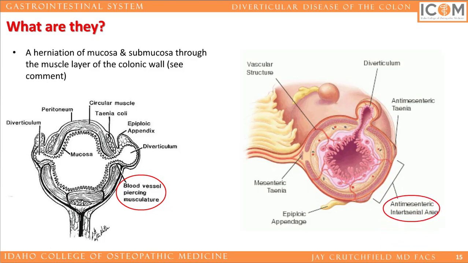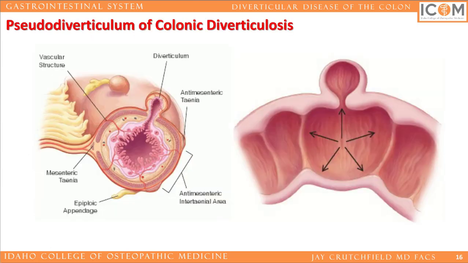At the sites of most diverticuli, the muscular layers are absent. Technically, such lesions are really pseudodiverticuli. It's interesting, this paper cites they occur between the single mesenteric tinea and one of the anti-mesenteric tinea. Thus, colonic diverticulosis represents pseudo or false diverticuli since the diverticulum does not include all of the layers of the bowel wall.